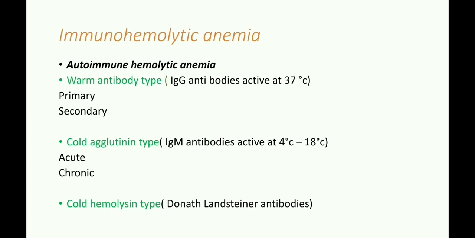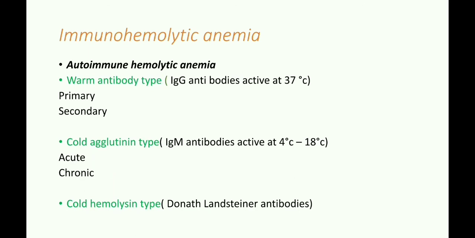So here it can be autoimmune hemolytic anemia, or it can be alloimmune hemolytic anemia. That means the antibody can be produced against an antigen which is present in our own body, or sometimes the antigen can be foreign. It can be from a different individual. In case of autoimmune hemolytic anemia, it can be a warm antibody type, cold agglutinin type, or cold hemolysin type. In case of a warm antibody type, the antibodies involved are IgG, which are active at 37 degrees Celsius.